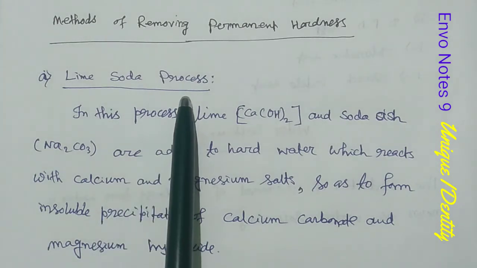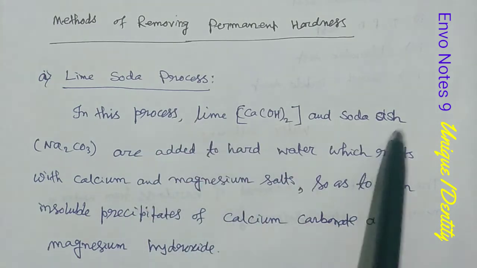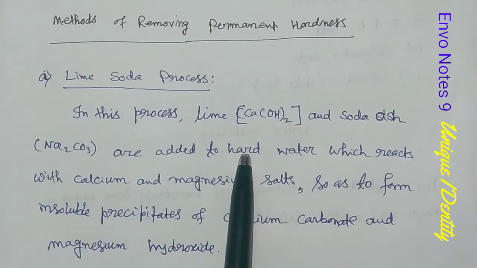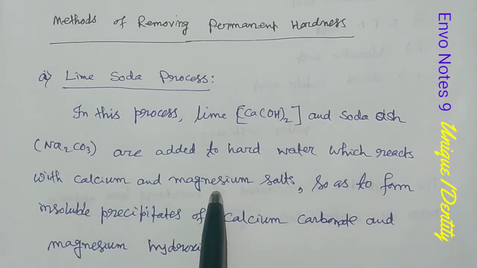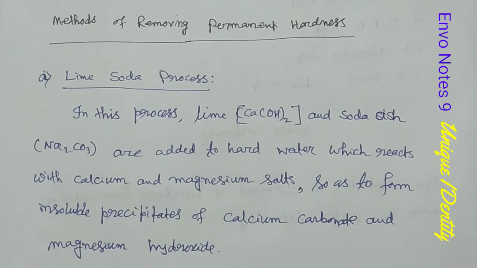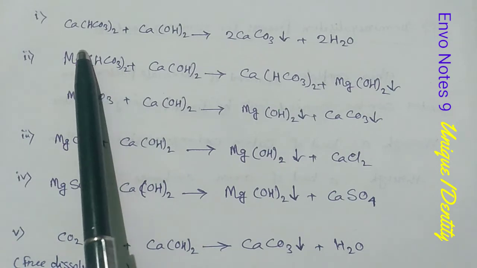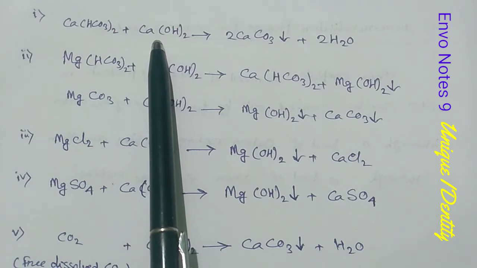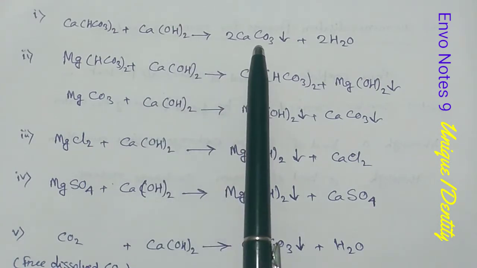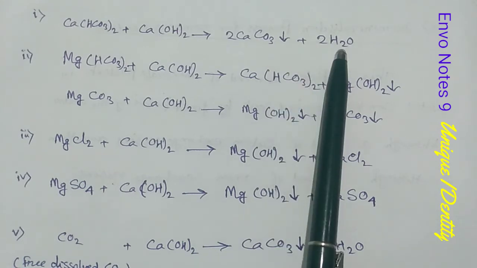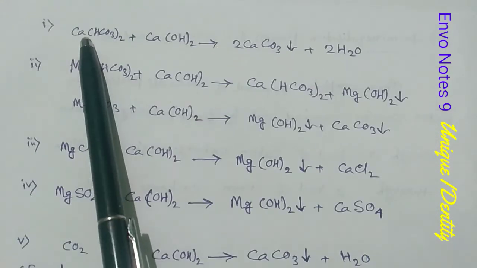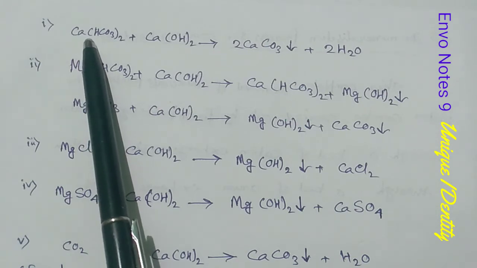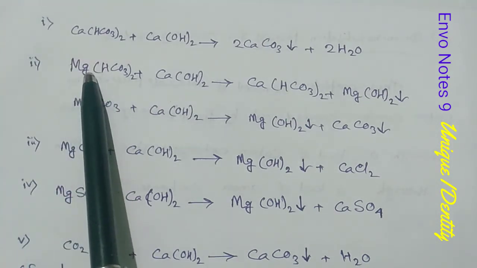So in the lime soda process, the main thing is that lime and soda ash are added to hard water and react with calcium and magnesium salts. I am discussing the reactions just after this. Now come to the reaction. First, calcium bicarbonate plus lime, that means calcium hydroxide, gives calcium carbonate as precipitate plus 2H2O. Calcium bicarbonate means carbonate hardness of calcium. Now, carbonate hardness of magnesium.